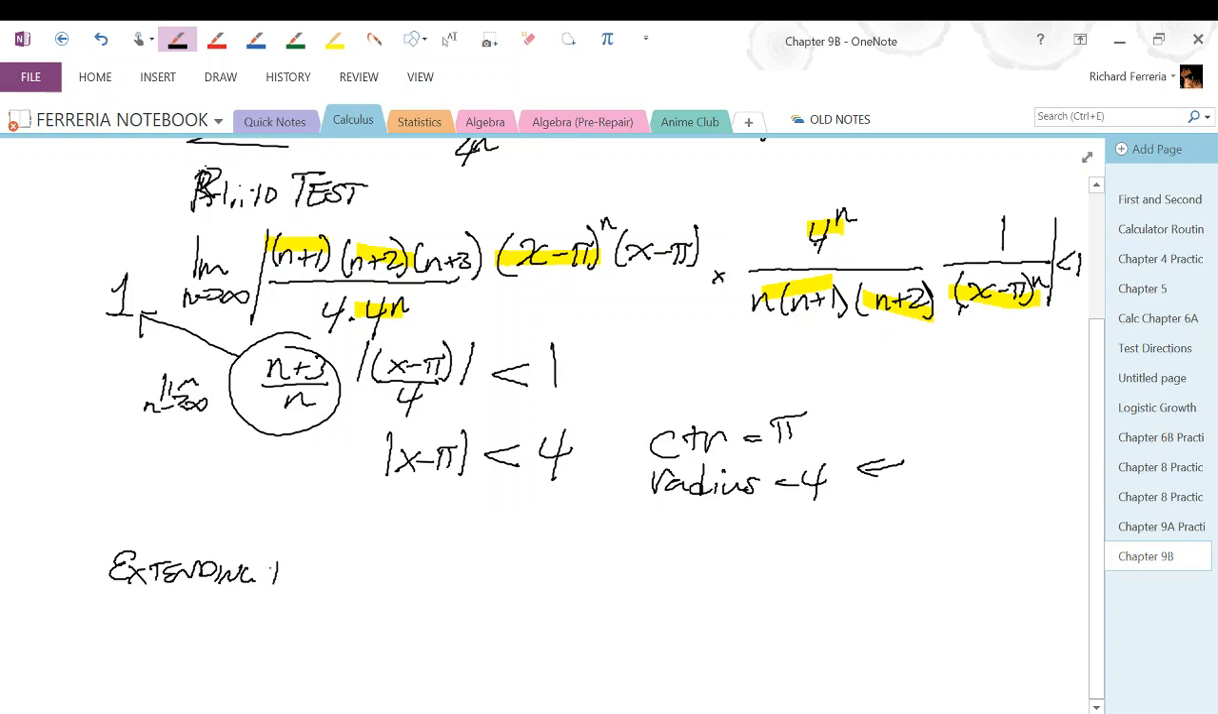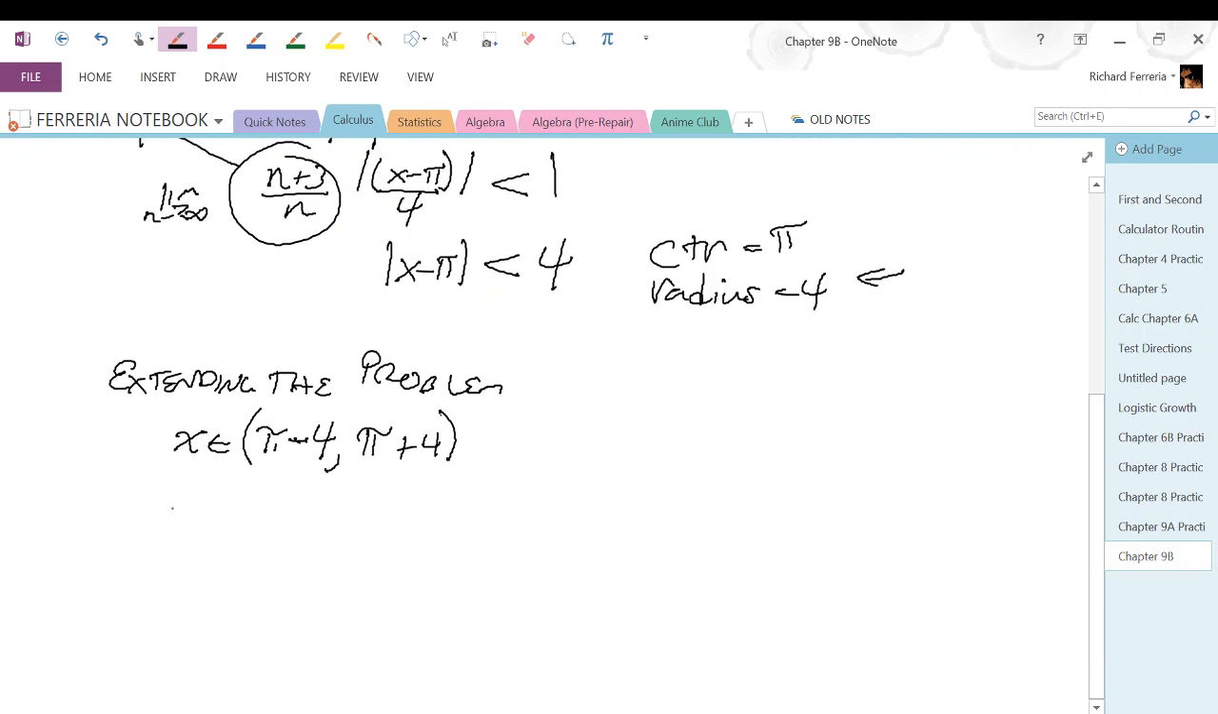Extending the problem. Let's check the endpoints. The interval of convergence would be the center minus the radius, so pi minus 4, and then pi plus 4. My hand's getting cramped from pushing so hard on this. So what do you want to check first? Pi minus 4 or pi plus 4? I feel like we should go left to right. Yeah, left to right. Okay.